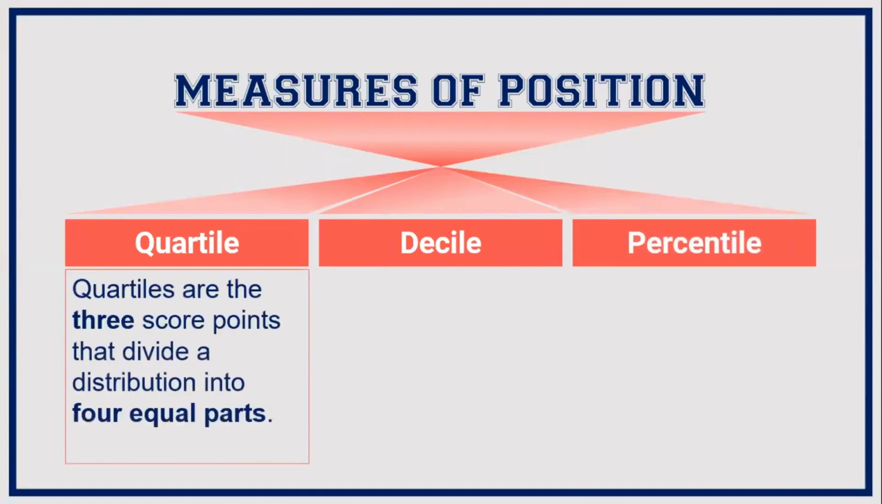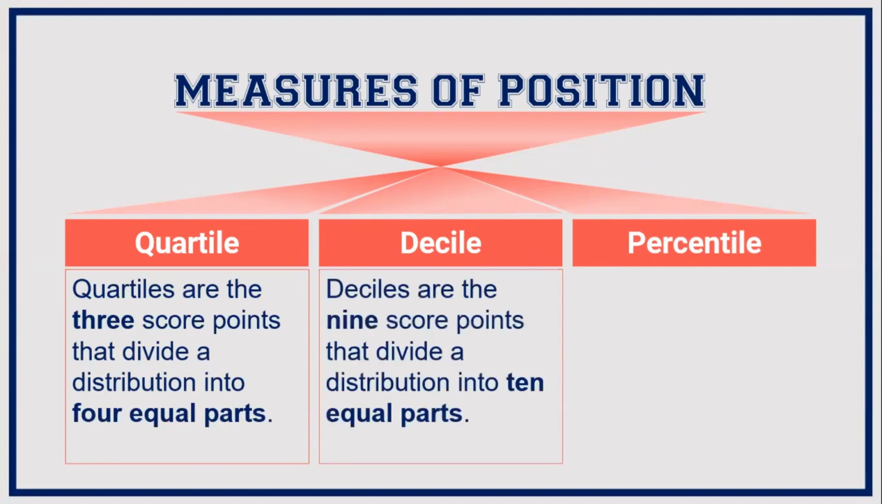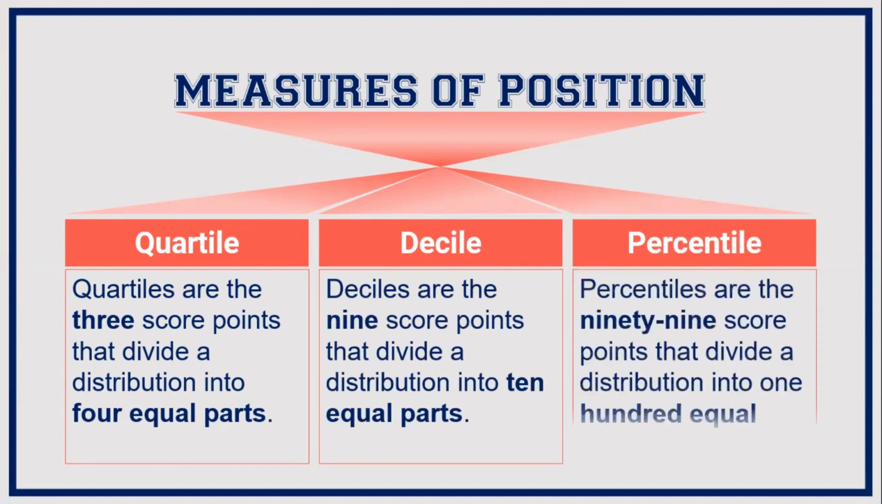Quartiles are the three score points that divide a distribution into 4 equal parts. Deciles are the 9 score points that divide a distribution into 10 equal parts. Percentiles are the 99 score points that divide a distribution into 100 equal parts. Can you distinguish the three?